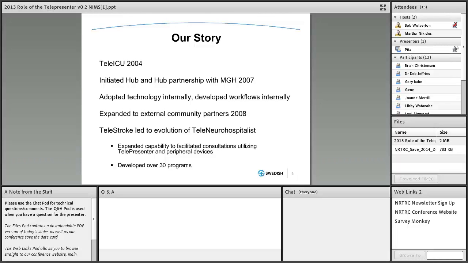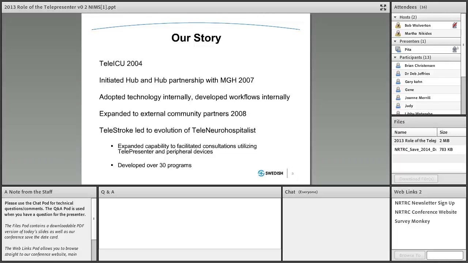In 2008, telestroke expanded out to external community partners and into those rural critical access hospital areas where they really needed a stroke certified neurohospitalist, but they honestly didn't have one. And so this was a great way to provide those types of services in those rural areas where there was a true need.